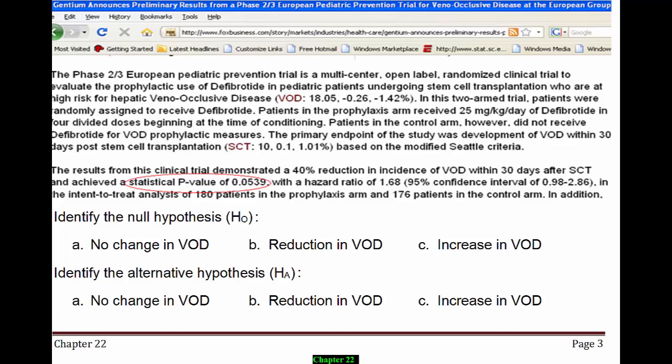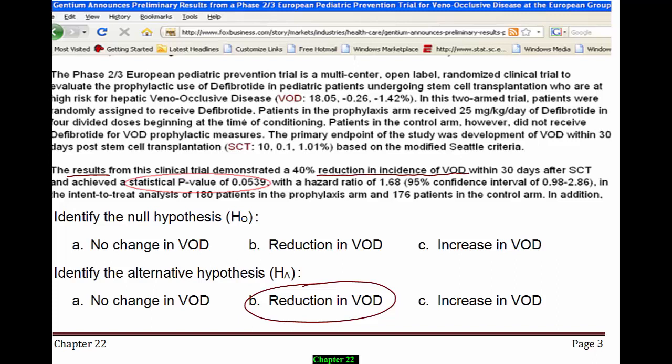Now remember, the alternative hypothesis is the one that's stated in the article. That's the one the researchers were looking for evidence of. The null hypothesis is usually just assumed to be understood. So let's try to find the alternative hypothesis first. It says in the article that the results demonstrated a reduction in the incidence of VOD. So the thing that they were looking for evidence of was a reduction in veno-occlusive disease.